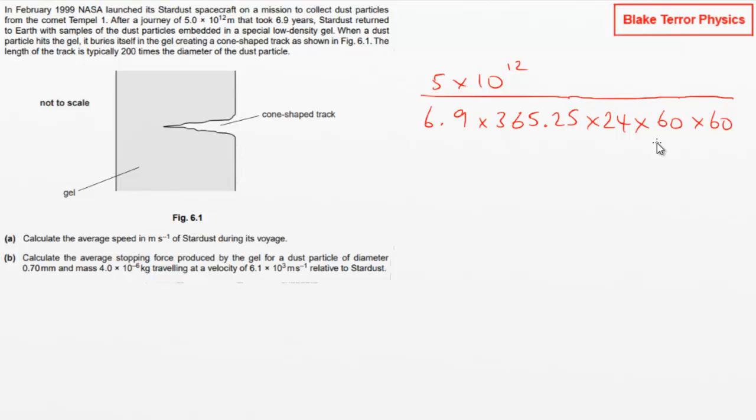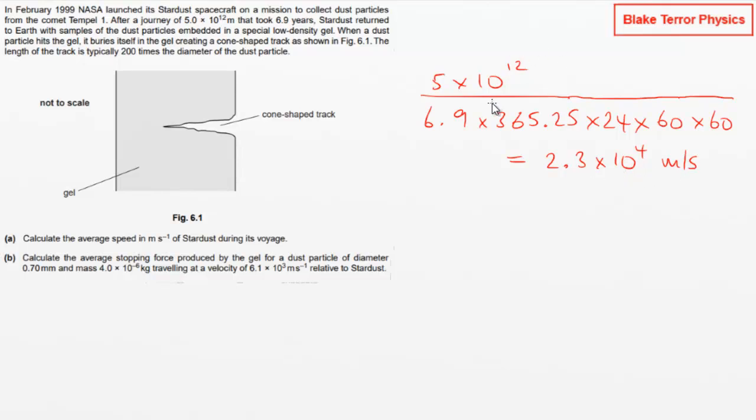And then we have to, what was it, 5 divided by that is something small. So we've got 2.296 times 10 to the 4. So what's our accuracy here? Again, two significant figures. So 2.3 times 10 to the 4 meters per second.